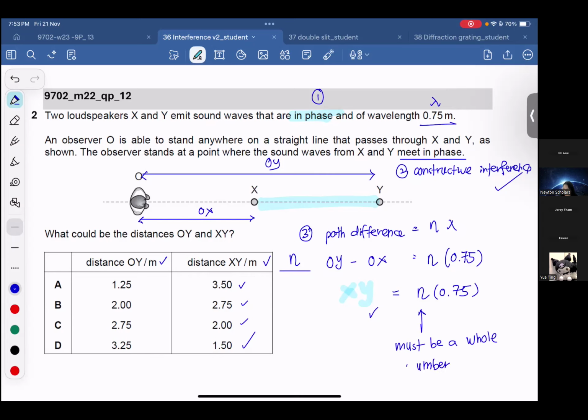So right now, what you need to do is use the ABCD distance XY, do substitution and find out which answer will be able to give you a whole number.